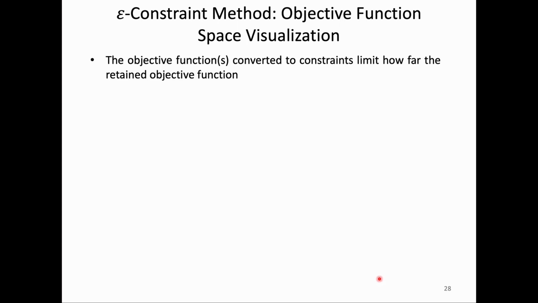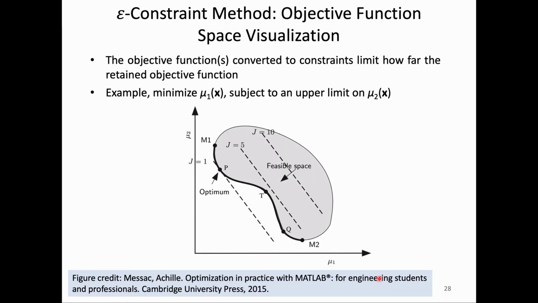The objective functions that are converted to constraints limit how far the retained objective function can be minimized. So for example, minimize mu1 subject to an upper limit on mu2. Let's go back to this example where we have a non-convex region in the Pareto frontier. Suppose this is the first value of the bound for mu2. We're putting an upper limit on mu2, and we're going to then try to minimize mu1.